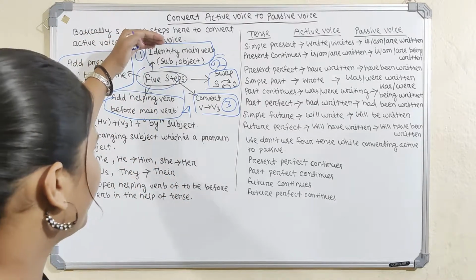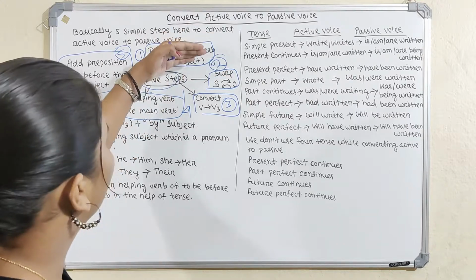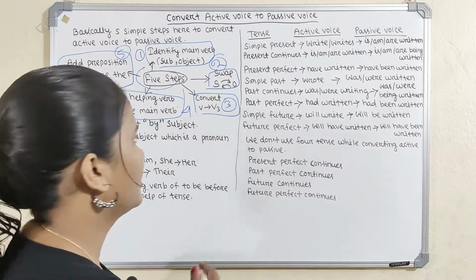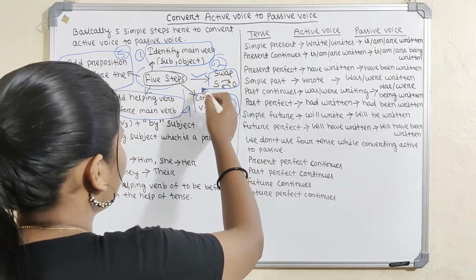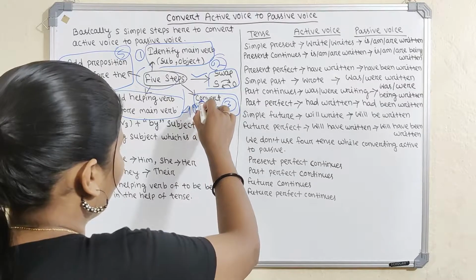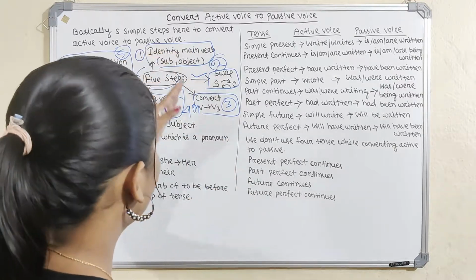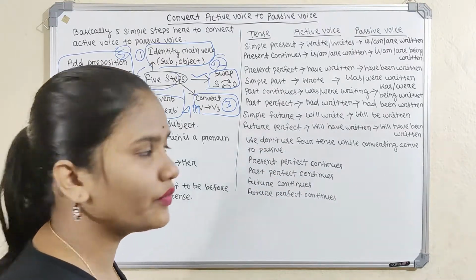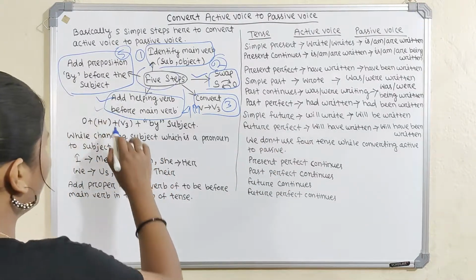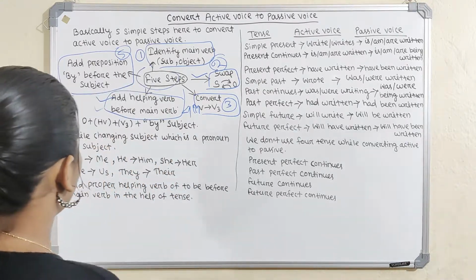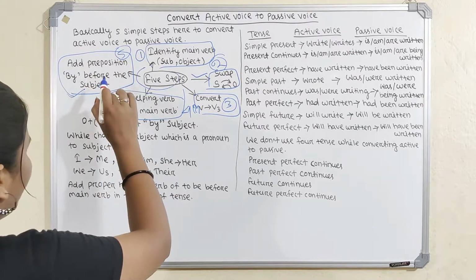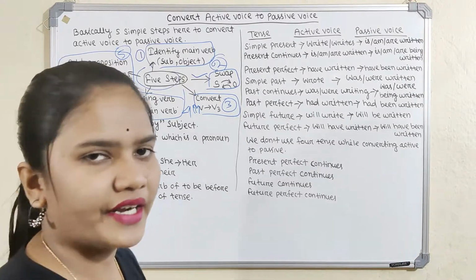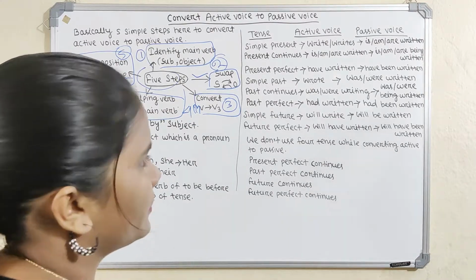First we identify the subject, object and main verb. Secondly, swap. It means the object is converted into the subject. Third step is the main verb. The main verb we found in the first step will be converted into the V3 form, that is, the past participle form. Fourth is add a helping verb suitable to the tense. And fifth is adding the preposition by before the subject. These are the 5 simple steps.